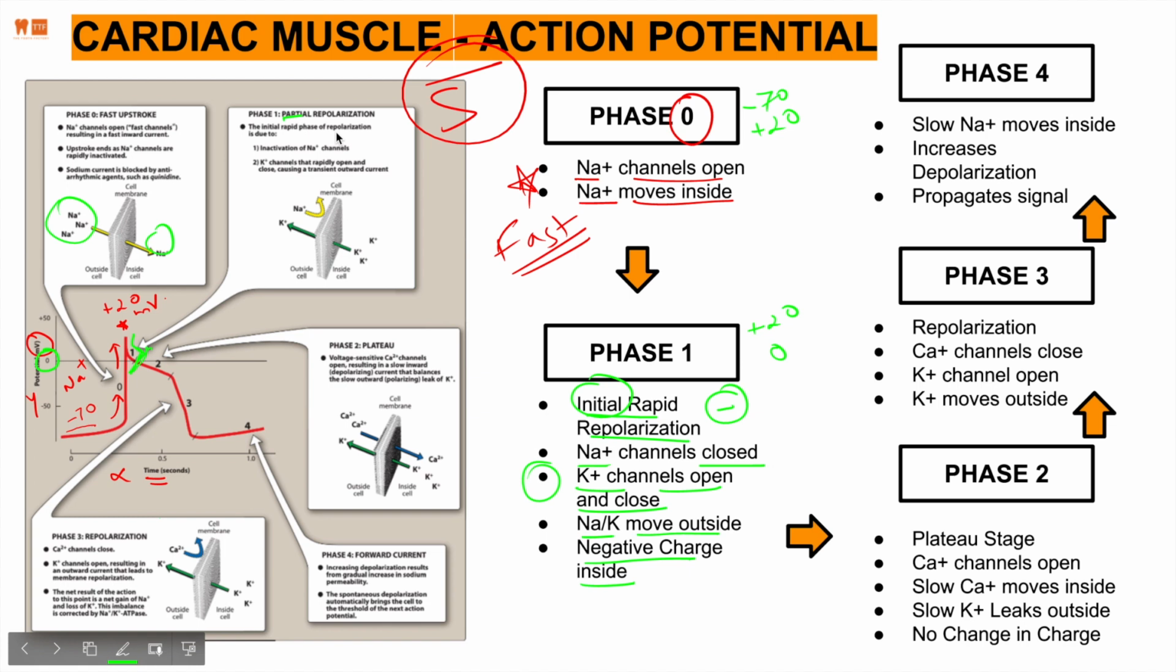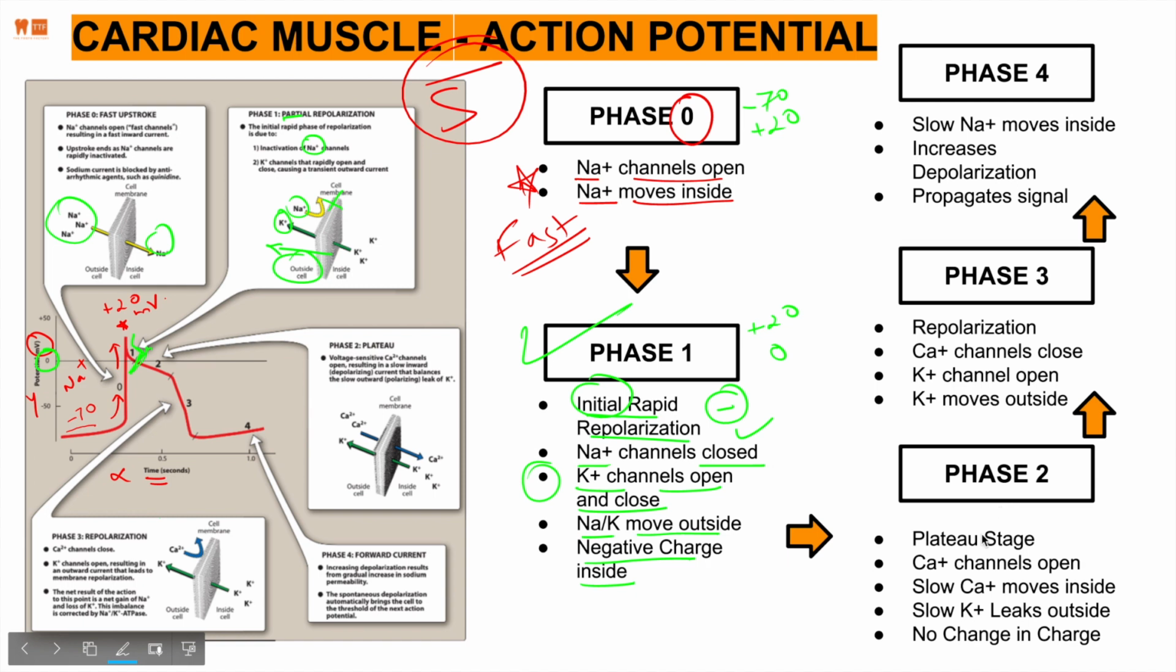The initial rapid phase of repolarization is due to inactivation of sodium channels. So sodium channels close. Potassium channels that are rapidly opening and closing cause a transient outward movement. So sodium is blocked. Potassium, opening and closing, leaves the cell, causing an outside cell accumulation of potassium. And that's phase 1. It brings the charge a little bit down. Okay, now let's move on to the next color.